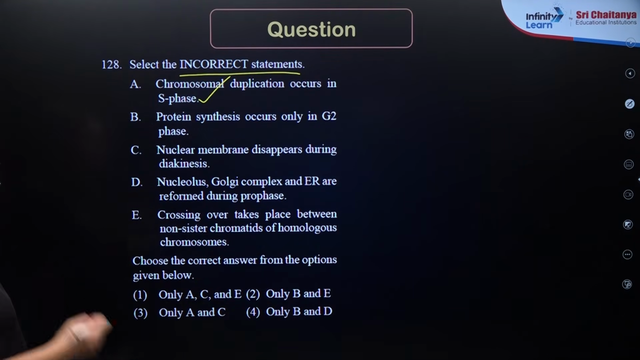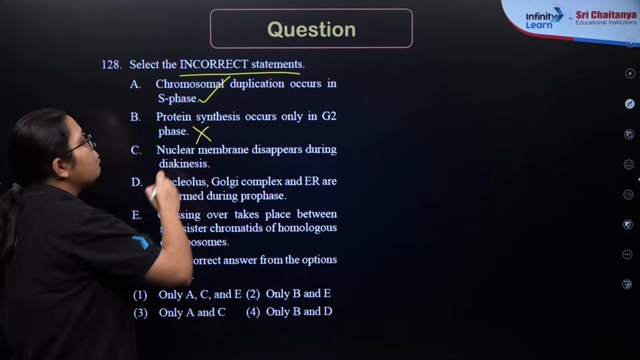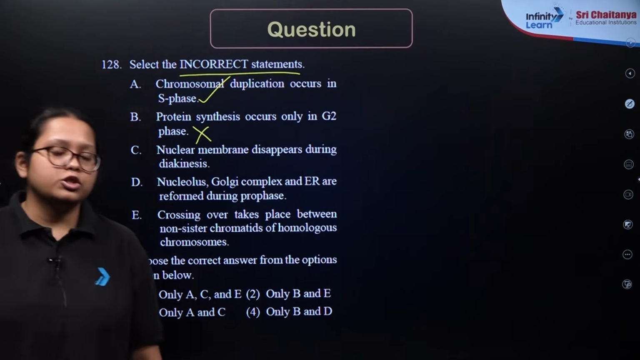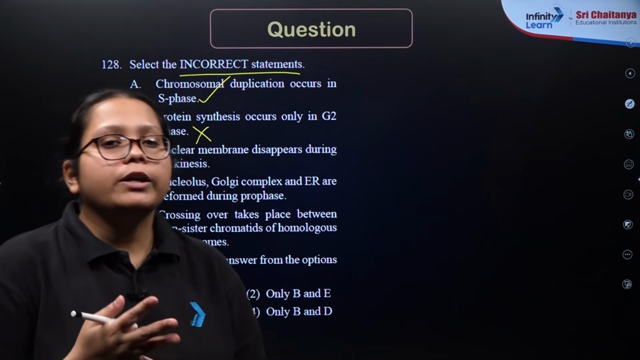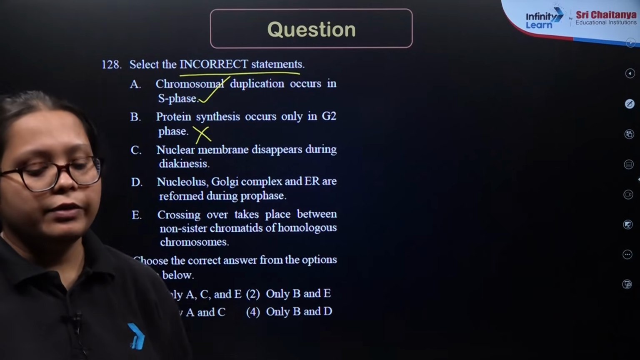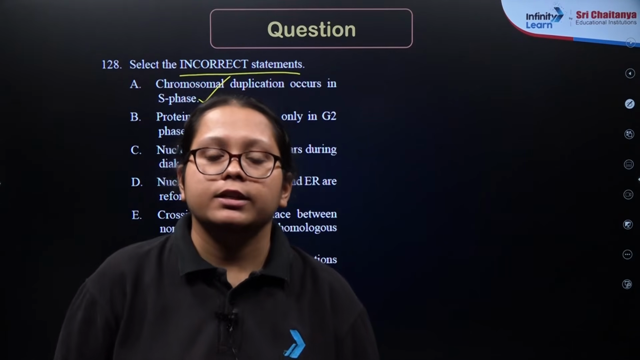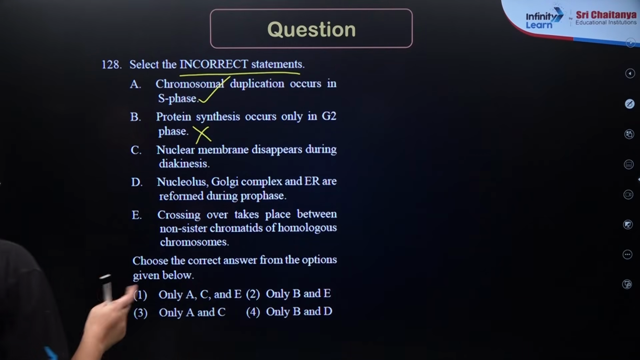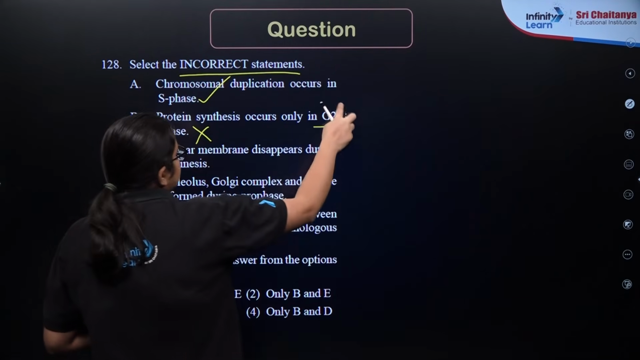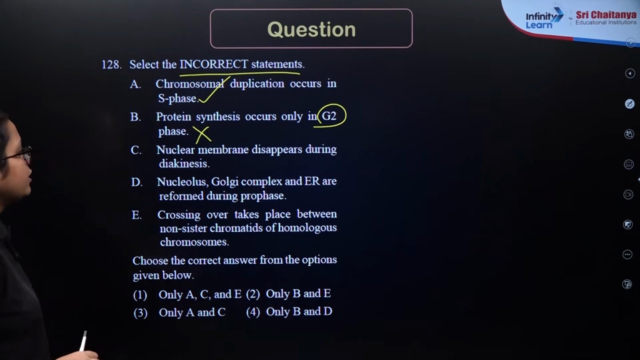Next, protein synthesis occurs only in G2 phase. No, we can say most of the proteins are synthesized in G2 phase, but only in G2 phase is not correct. Proteins are synthesized throughout the interphase. It is synthesized in G1, in S, and also in G2. In all the phases of interphase, protein is synthesized, not just in G2 phase. Okay, so this is incorrect.